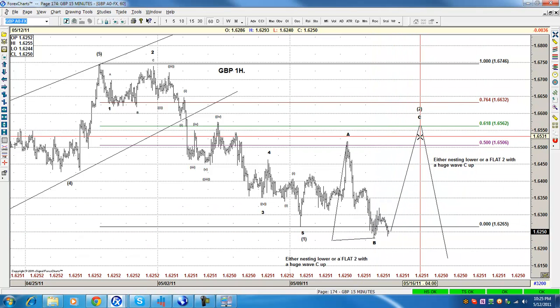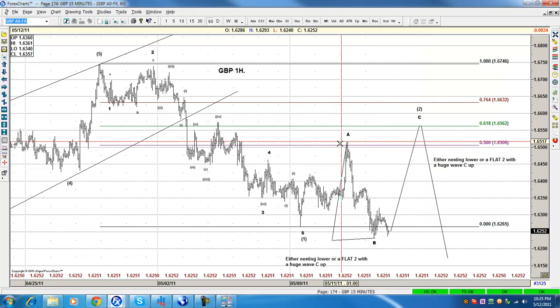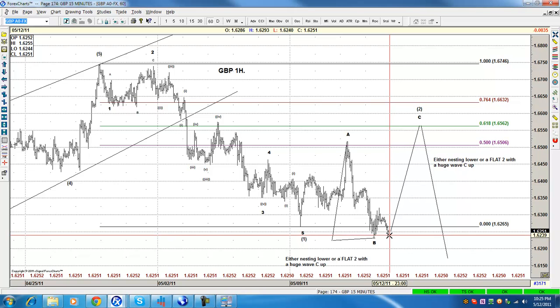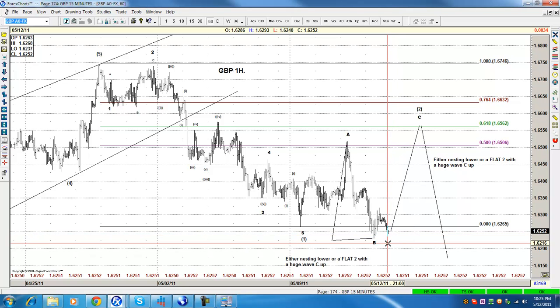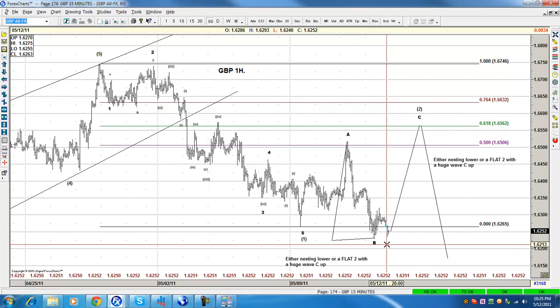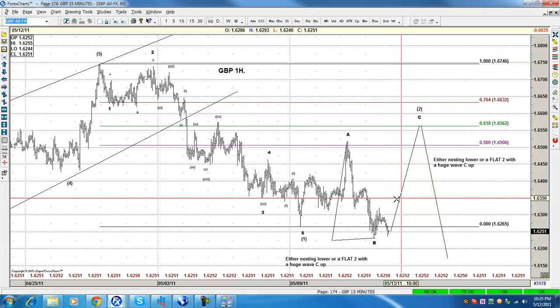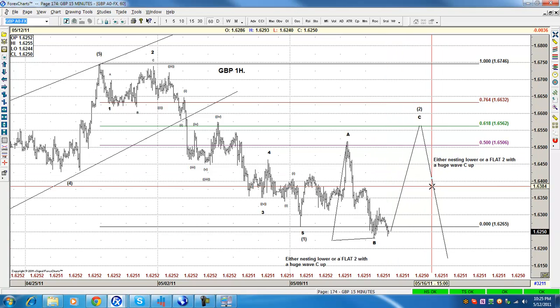And more with the scenario where this is already wave 2 and this is going to be wave 1, only because of the idea that the euro pound should trade higher. And if we're expecting a correction higher in the euro, that means that the euro is going to be strong relative to the pound. And that means this second scenario is more conservative and makes more sense to me.